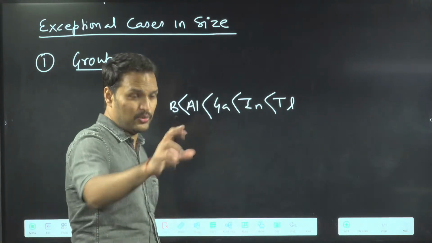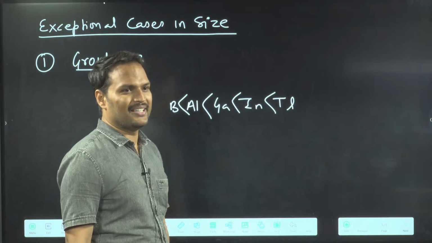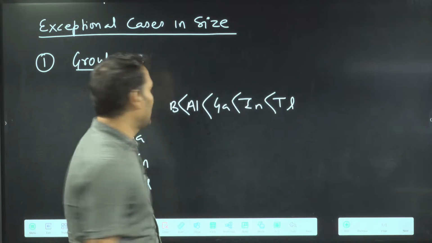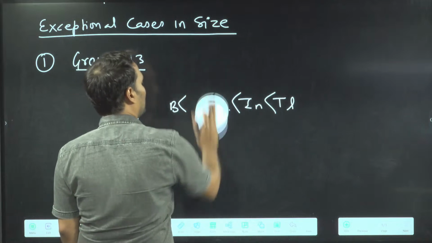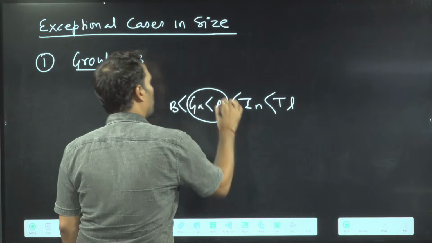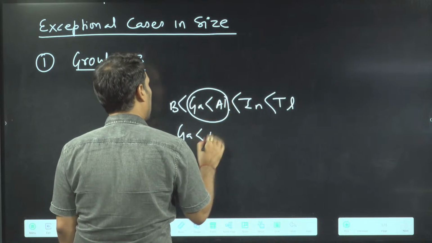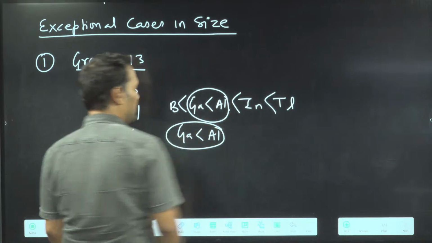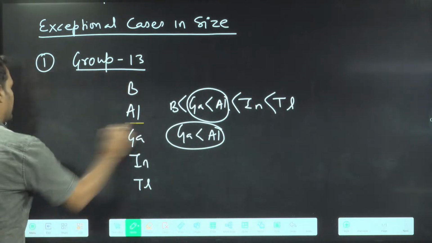So we'll discuss that with the jugaad method only. How can we tell? Aluminium and gallium are the problem. They are saying, exchange it. Gallium is smaller than aluminium. Gallium is smaller than aluminium. Now, how can we explain this?